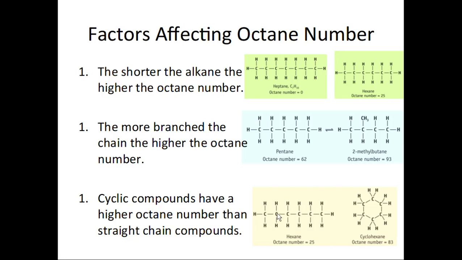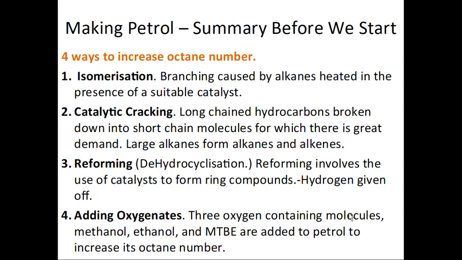The reforming process will take 2 hydrogens off of here, C6H14, to become C6H12 in the cyclohexane substance. So you've got a straight chain substance becoming a cyclic compound, and you've got hydrogen left over.